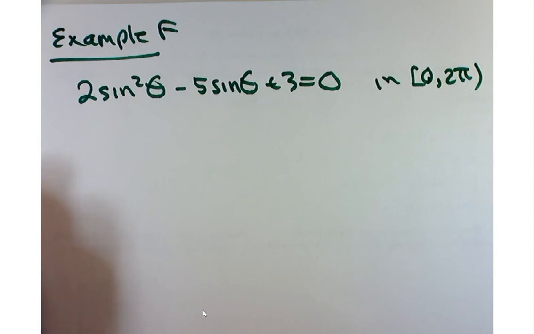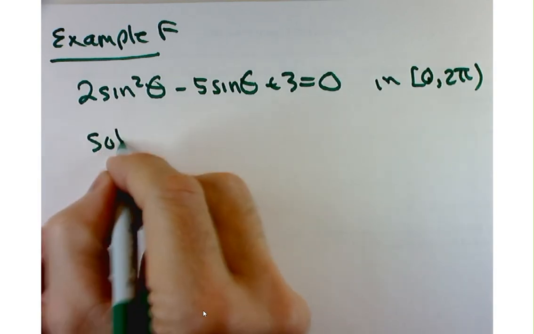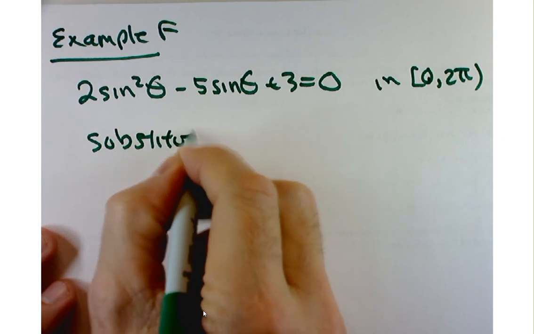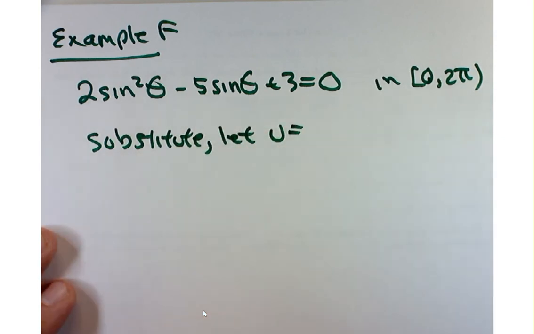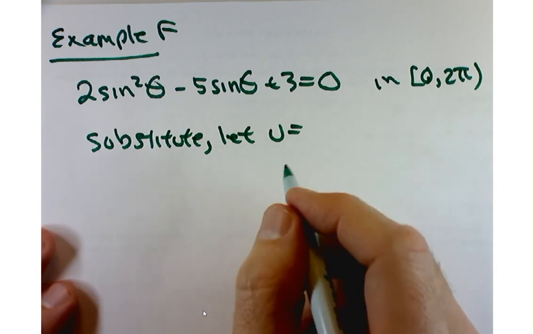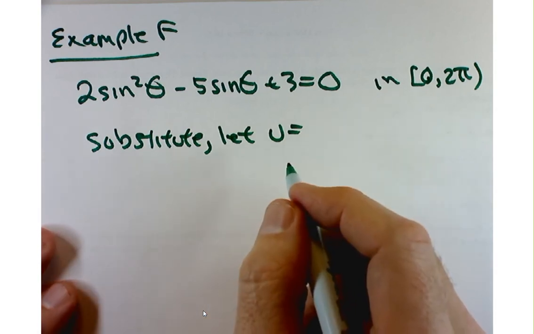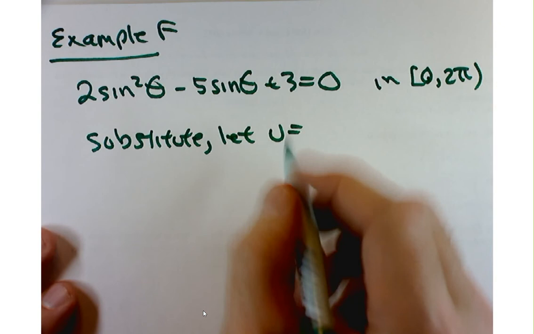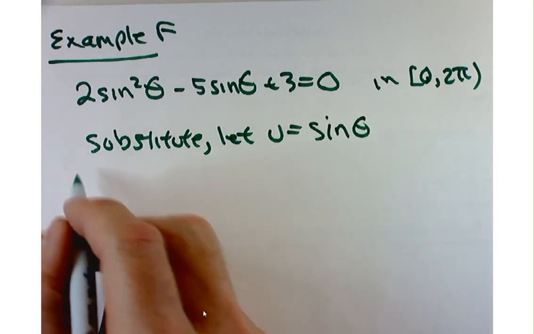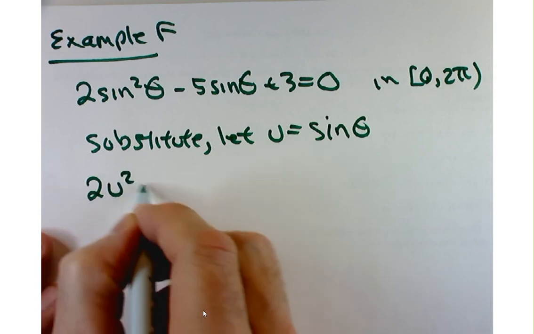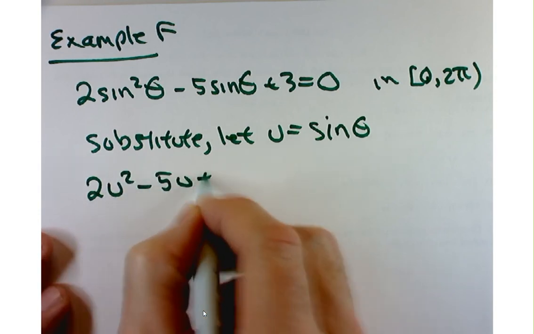Yeah, substitute. Thank you. So what are we going to substitute this time? Colleen, what do you think we should let u equal? Suggestions? U would equal sine of theta. Thank you. So that turns us into 2u squared minus 5u plus 3 equals 0.